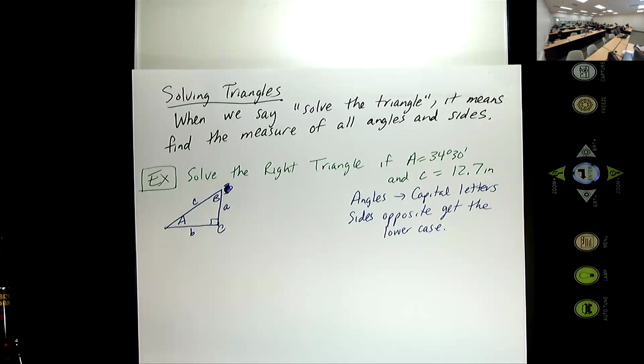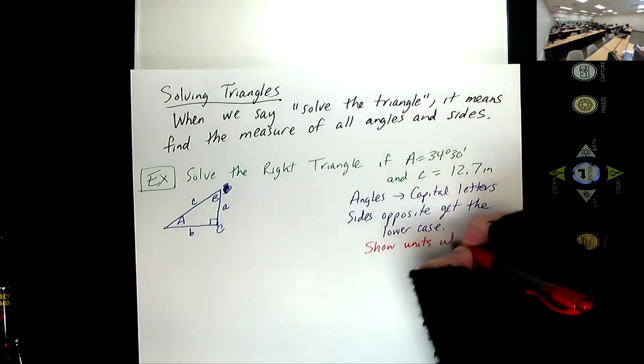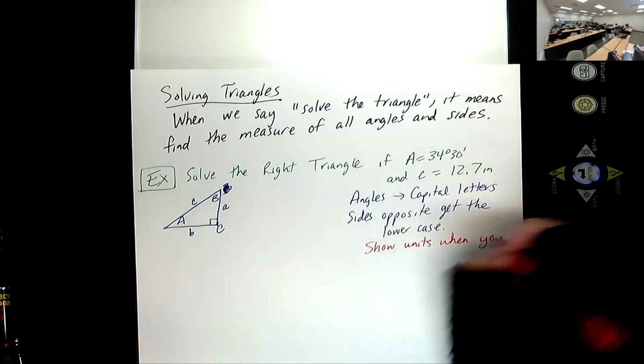Oftentimes with C, you're looking at what the units are on it. You're not going to have a side length C that has the degree symbol on it. You know what I mean? So showing units is kind of important. Show units when you can, or when you know them.